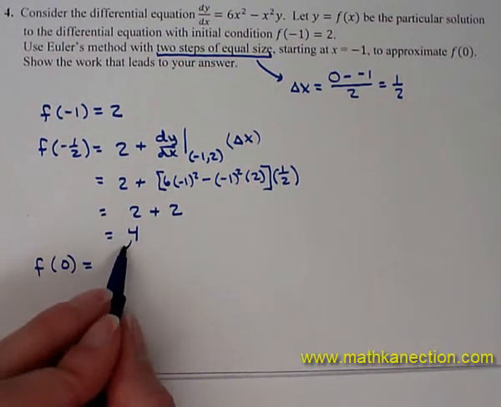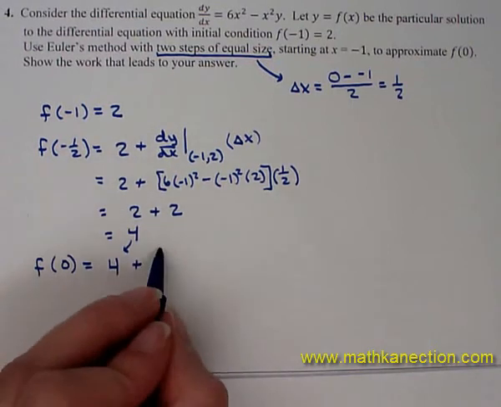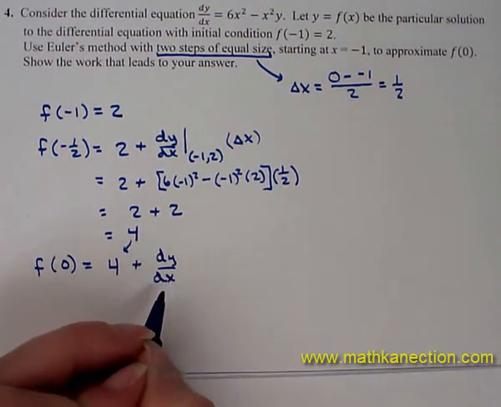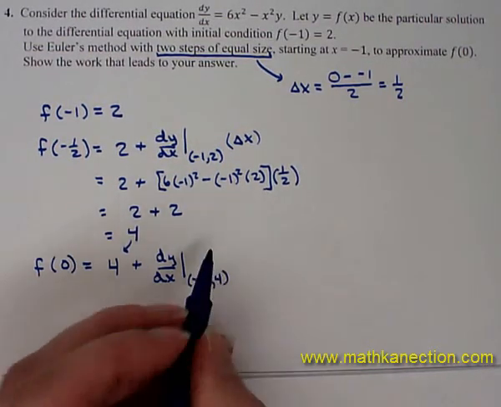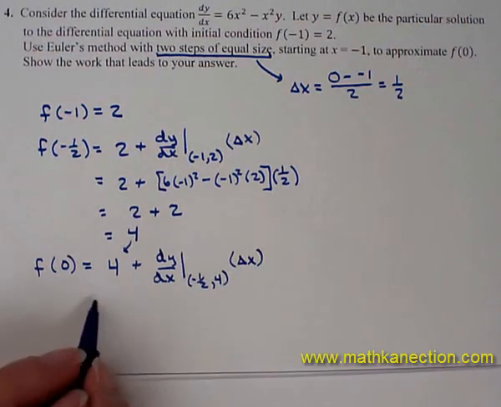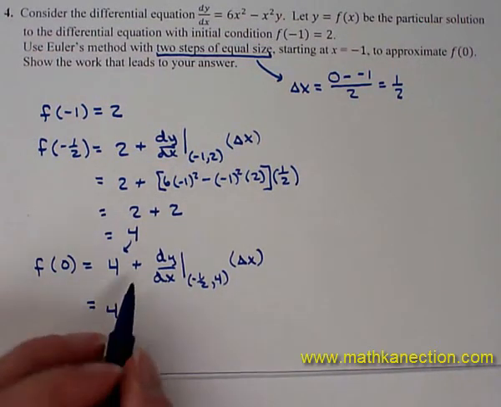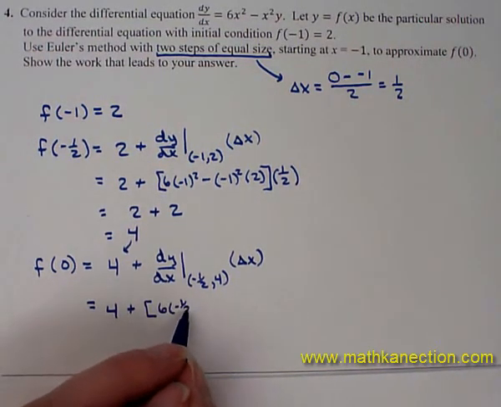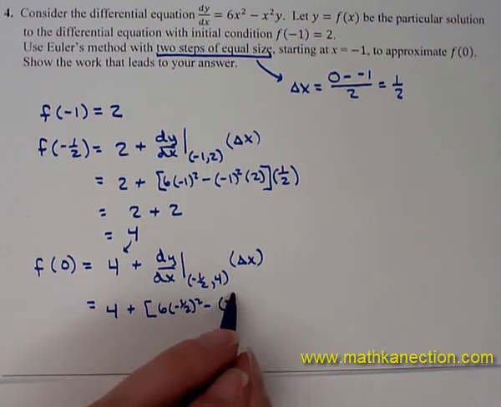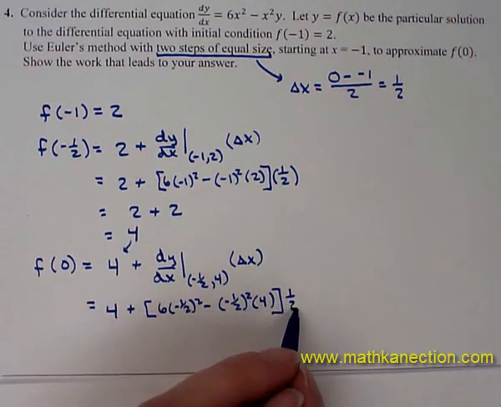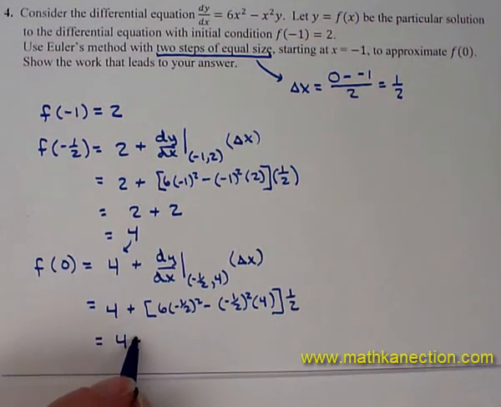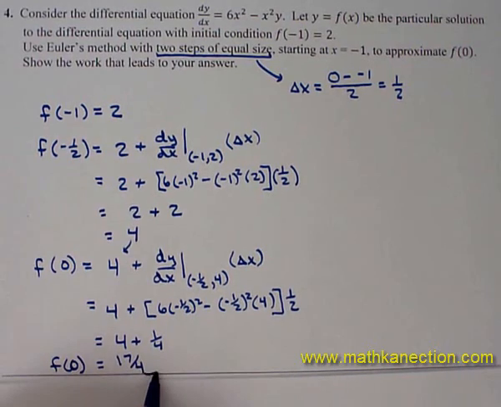Then f of 0, using that y value of 4, plus the dy/dx, the slope at that point (-1/2, 4), and multiplied by the delta x. The y value of 4 plus the slope at (-1/2, 4), and then multiplied by the delta x of 1/2. We have 4 plus 1/4, so f of 0, the Euler's method approximation for f of 0, is 17/4.